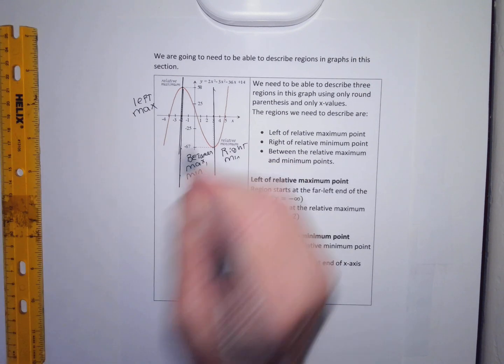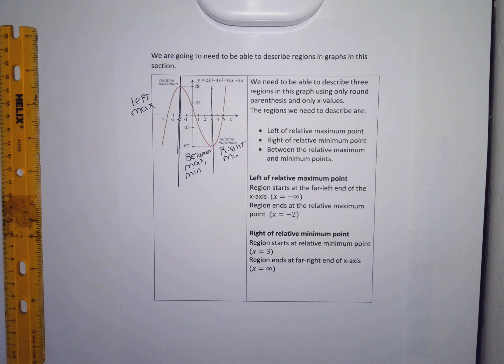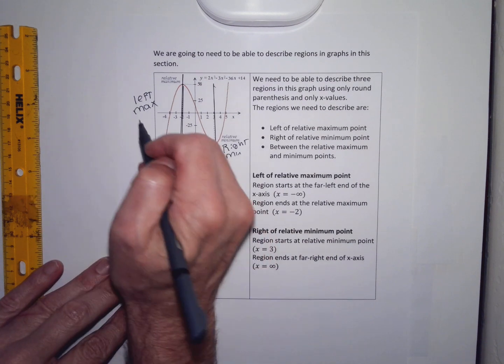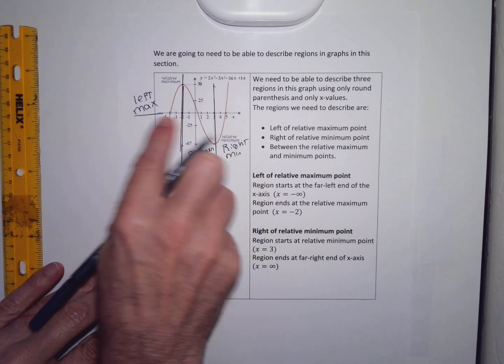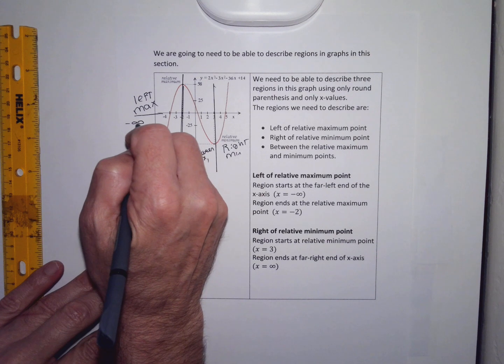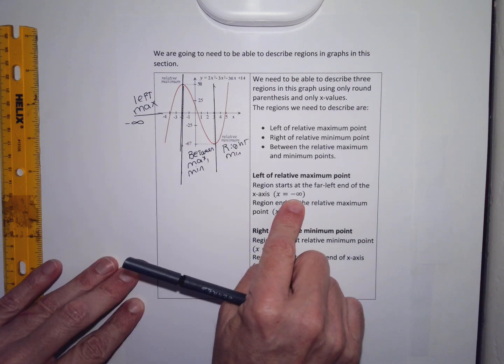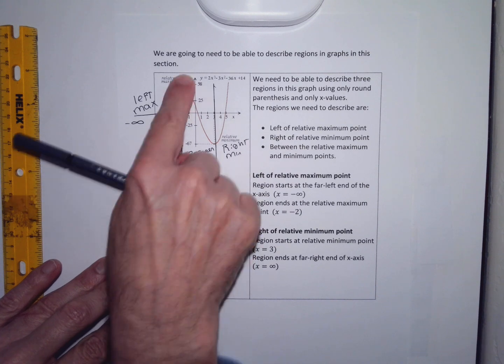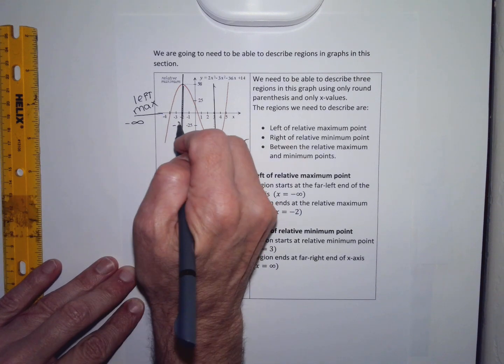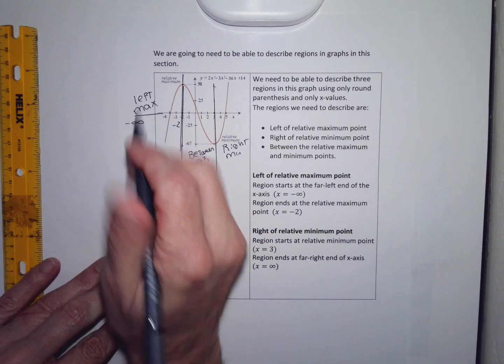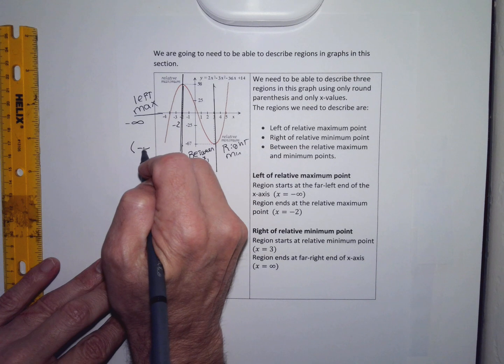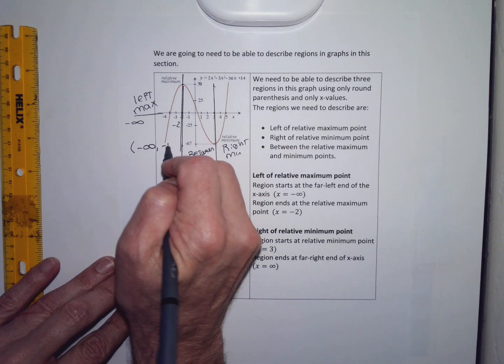It's going to be an important skill to be able to, once you identify maximums and minimums, separate the graph into regions and describe those regions how they need to be described. The regions need to be described in terms of x's and not y's. And for this first region to the left of the maximum point, I'm assuming this region continues on forever to the far left edge of the x-axis. So it starts at x equal to -infinity, and it ends at the maximum point x equal to -2. So this first region, the region to the left of the relative maximum point, I would say starts at x equal -infinity and ends at x equal to -2.